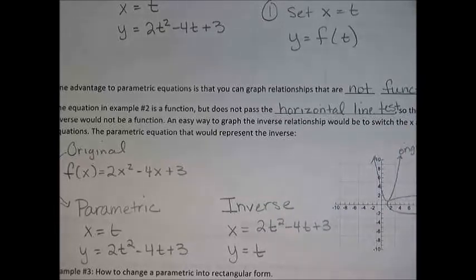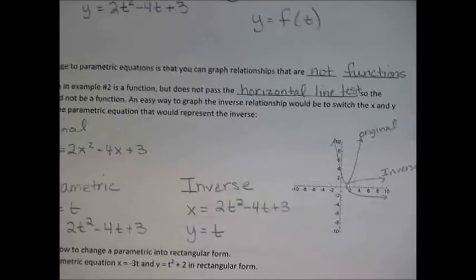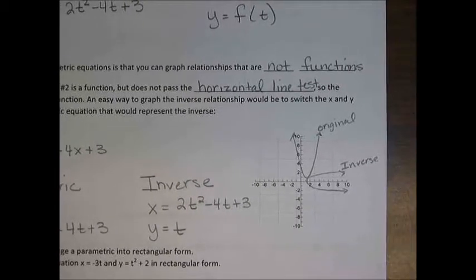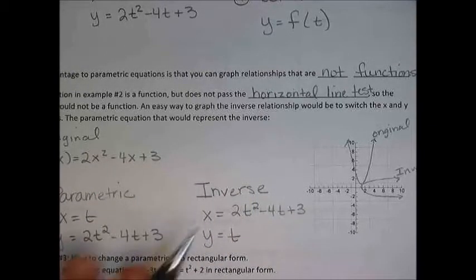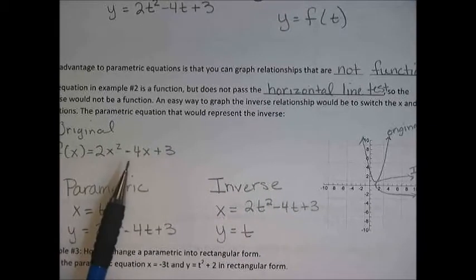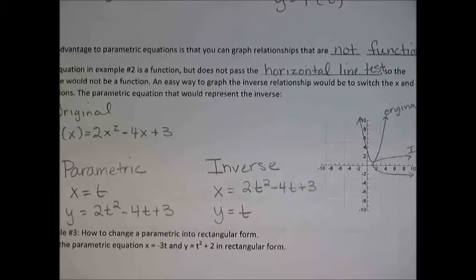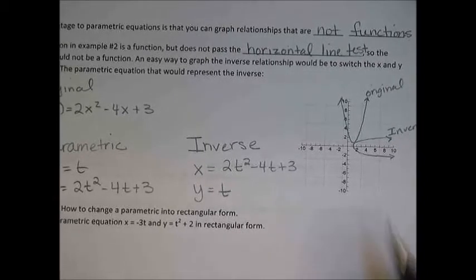So another advantage of parametric equations is you can find an inverse equation really easily, whereas if I was going to find an inverse equation in rectangular mode, I'd have to switch x and y and solve for y, which would be difficult here because it is a quadratic, and it's easier in parametric. And it allows me to graph things that are not functions as one equation.